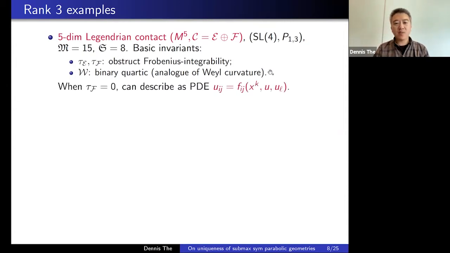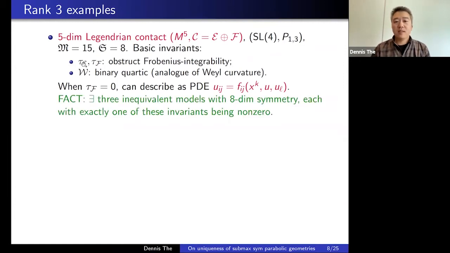How many actual models? Oh, okay, actually before that, just to make things more concrete, in the case that one of these torsions vanishes, say tau F, you can locally describe this as a complete system of second order PDEs. So one dependent variable, many independent variables. You could always write it like this. It may not be compatible or not. The compatibility condition is encoded by the vanishing of the other torsion here.